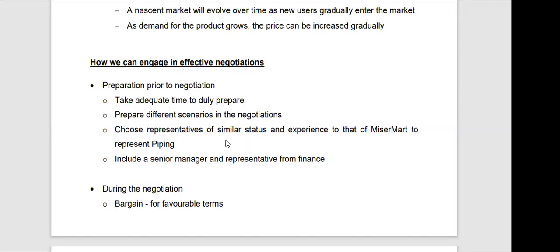Okay, choose representatives of similar status and experience to that of MySmart to represent piping. Yes, it's better to have knowledgeable people, skilled negotiators. Include a senior manager and a representative from finance, because we are going to talk about trade margins. So when it comes to stipulating margins, it's better to have a senior manager on board, and on top of that a finance guy as part of the negotiation team. All these things you need to do prior to commencing negotiations.